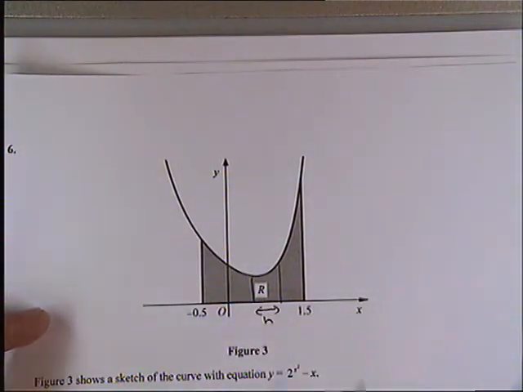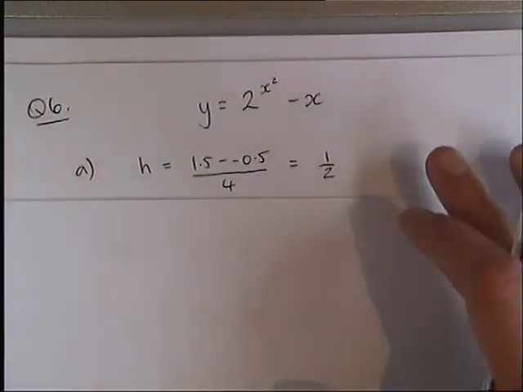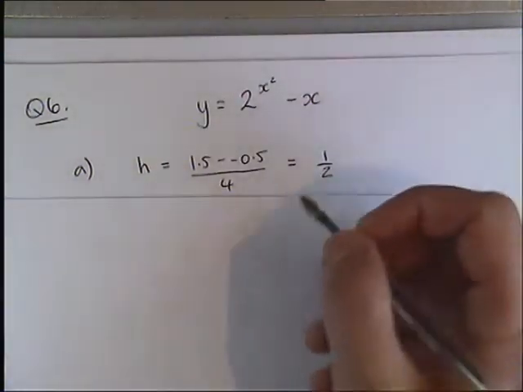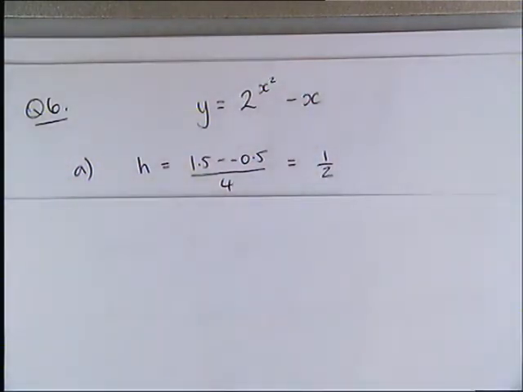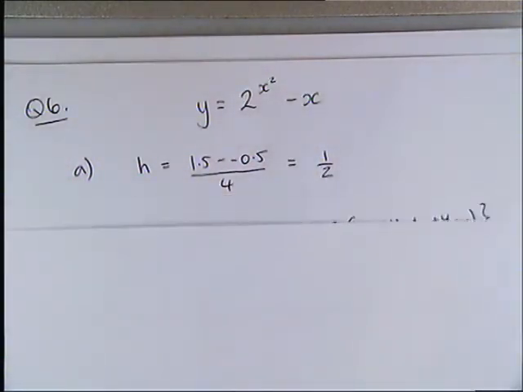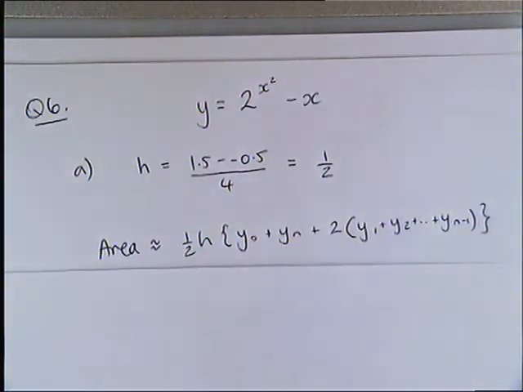So how are we going to work that out? Well, if we find the gap between the lower limit and the upper limit and divide it into 4, then we are going to get our value of h. You can see that's what I've done here, and your value of h comes out to be 1/2.